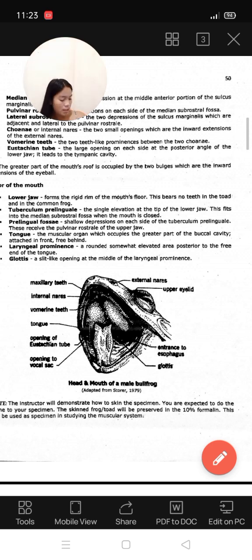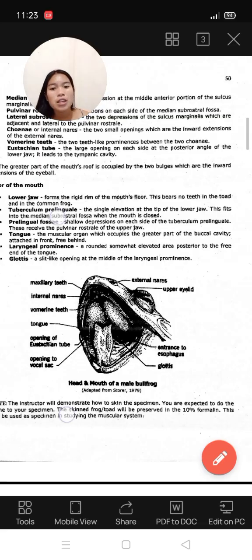Next is glottis. Glottis, a slit-like opening at the middle of the laryngeal prominence. In other terms, glottis is an opening on the floor of the pharynx. It is a valve that controls airflow in and out of the respiratory passages. So, ang glottis siya ang nagkontrol sa hangin sa respiratory passages. The voice box occurs in amphibians but is anatomically most complex in frogs.